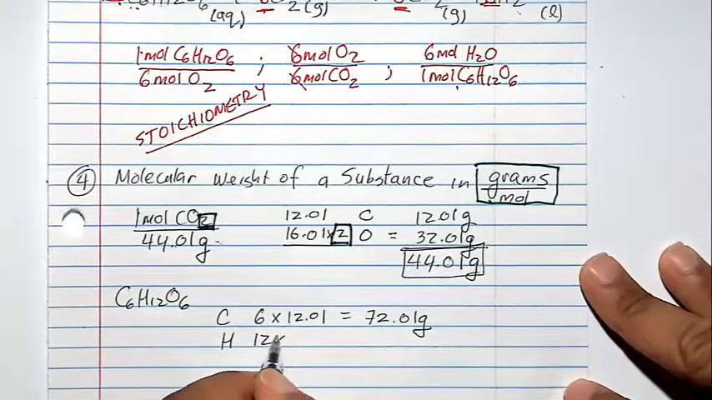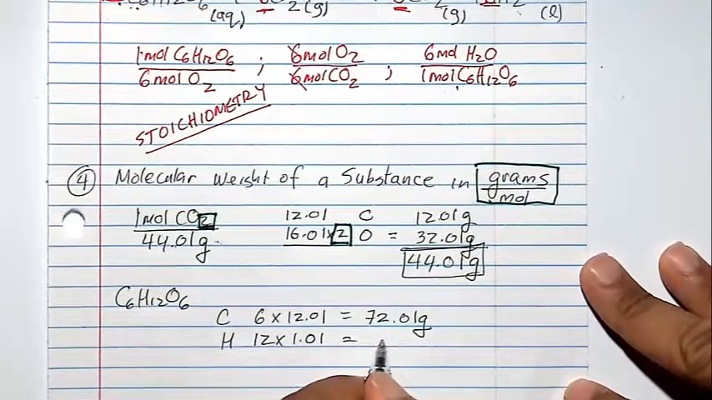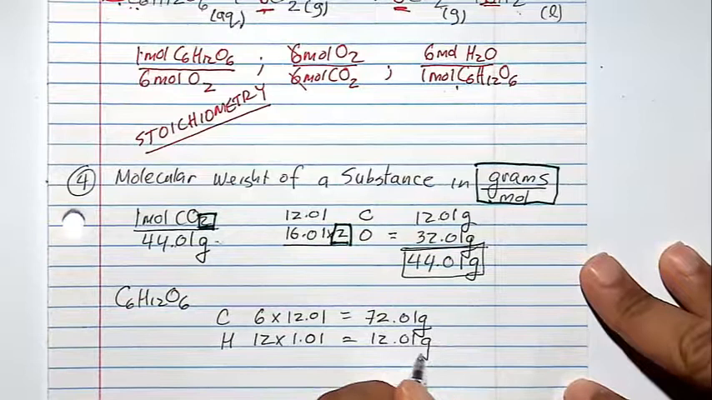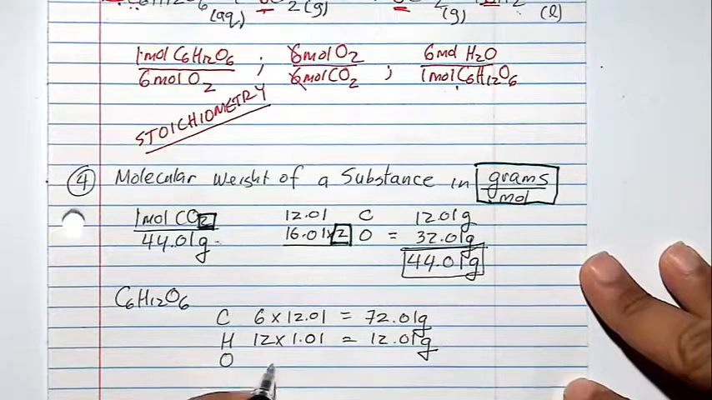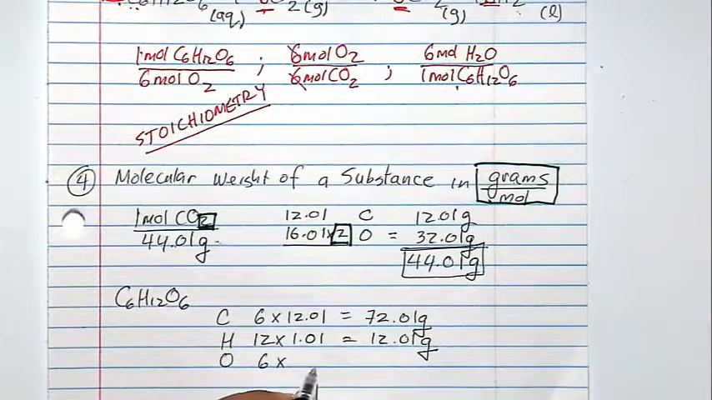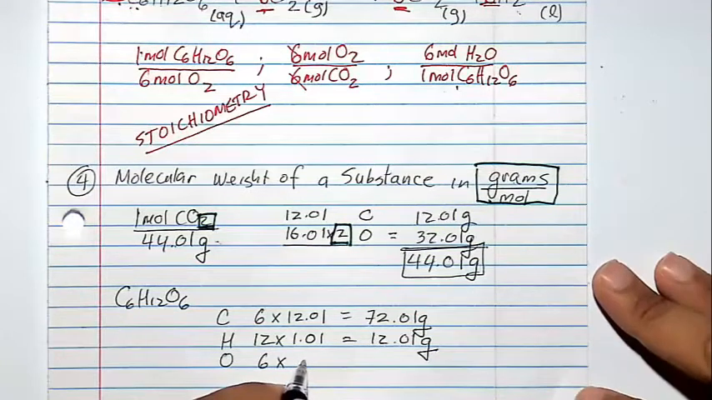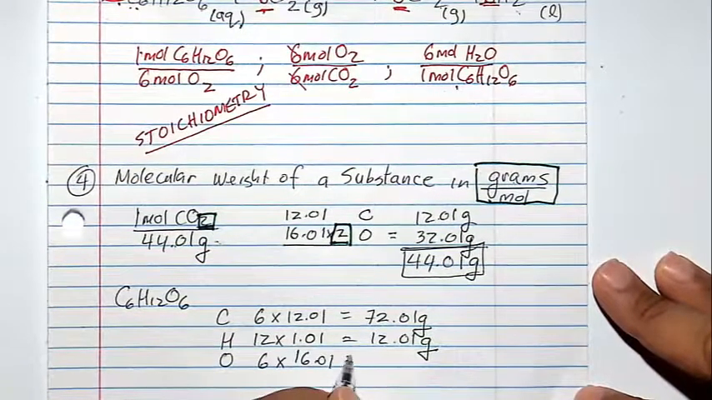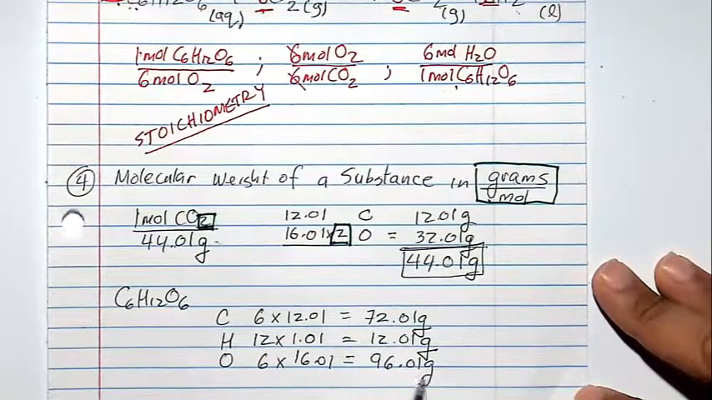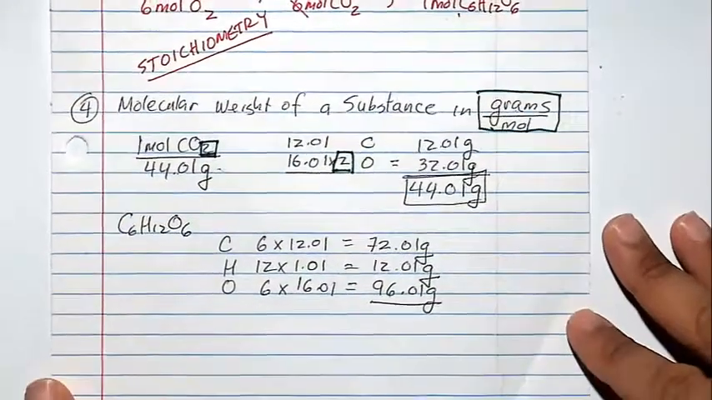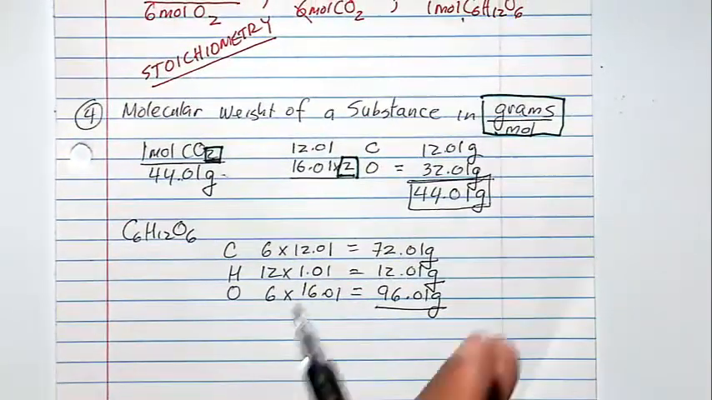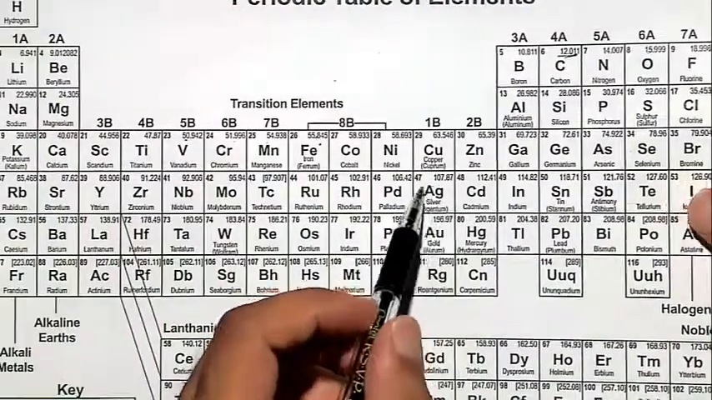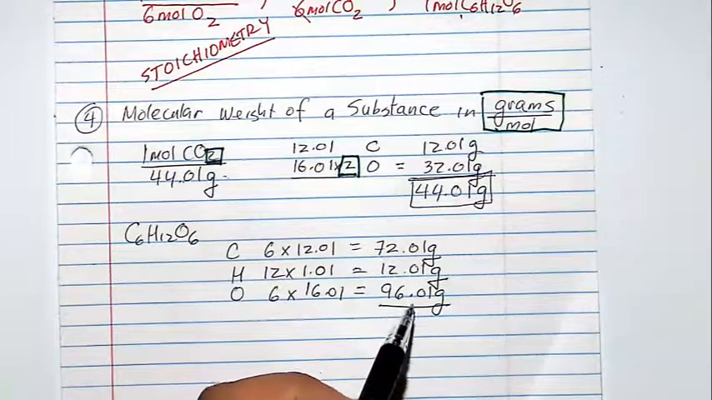Hydrogen is 12, so 12 times 1.01, so that's about 12.01 grams. And then oxygen, I have 6 of those, and each oxygen has a molecular weight of 16.01, so that is going to be 96.01 grams. So you can use your periodic table to look at the molecular weights. And with enough practice, you should be able to do this.